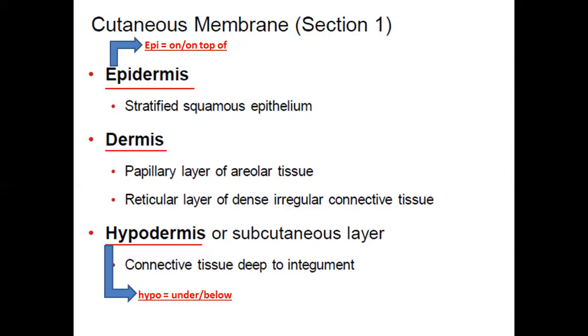So you can find stratified squamous epithelium in the epidermis. It is what makes up the entire epidermis, along with some accessory cells and structures that we'll talk about. The hypodermis, or the subcutaneous, sub is under, cutaneous is the skin, right? So it's under the skin. It's a layer of connective tissue that's deep to the skin. So it's actually not part of the skin. It's underneath it. Hypo is below or under.